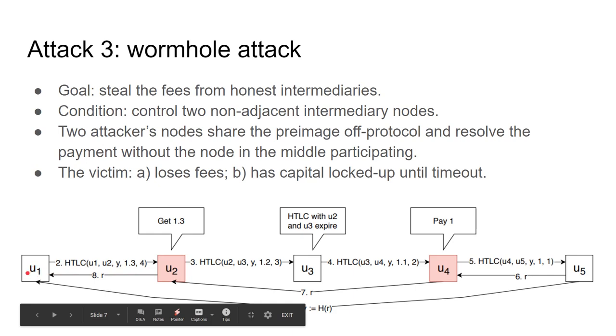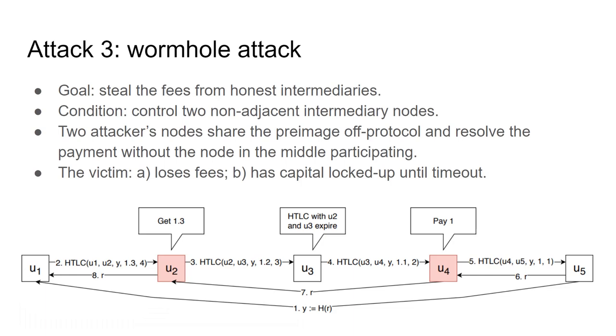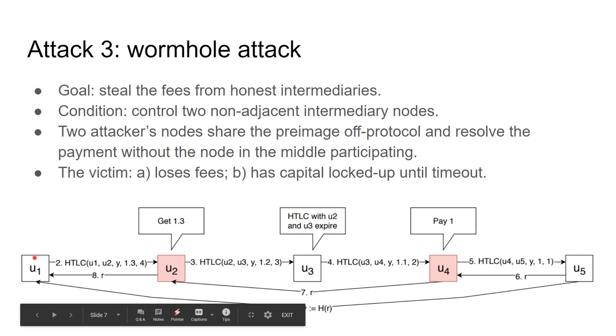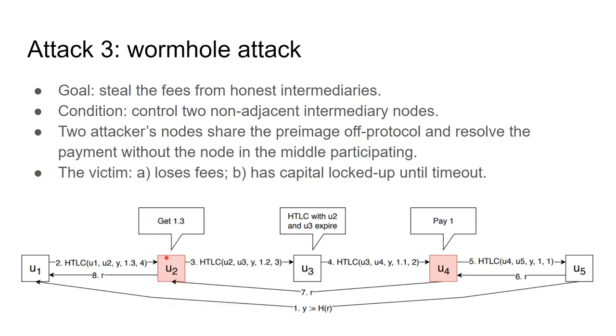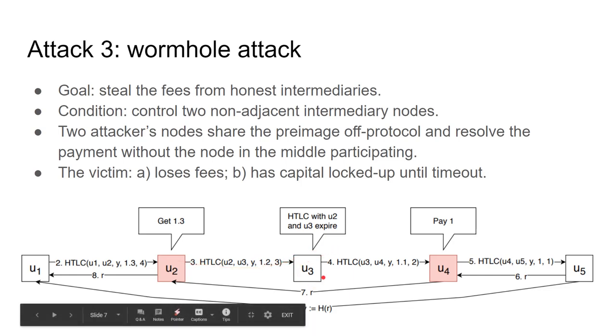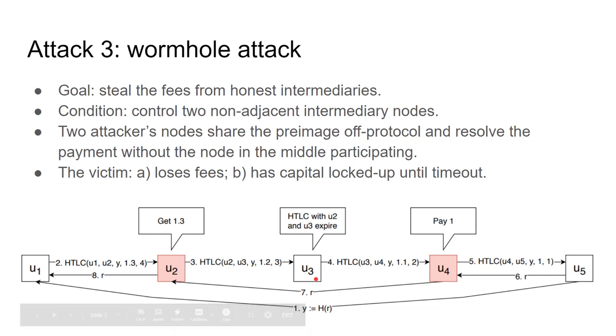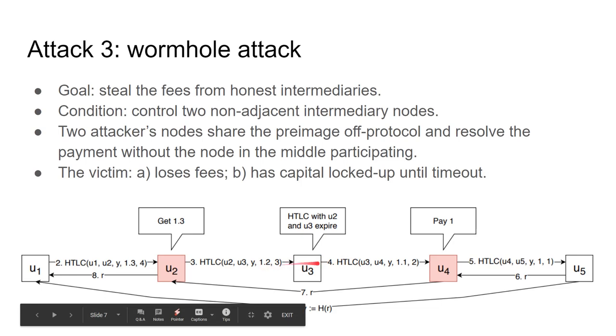As a result, users 1 and 5 may not even notice anything because from their point of view, everything is fine and the payment is finalized. This is good. But user 3 is being cheated here because the fees that were intended for users 2 and 3 were actually collected only by user 2. And not only does user 3 lose the fees, user 3 also has the capital locked up because these HTLCs are not redeemed and they will have to expire. And only after the timeout would user 3 be able to withdraw the funds or allocate the funds elsewhere, or use these funds in the channels to forward other payments and earn fees. So this possibility is also taken away from this user while this attack is happening.